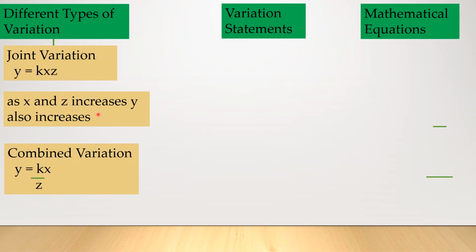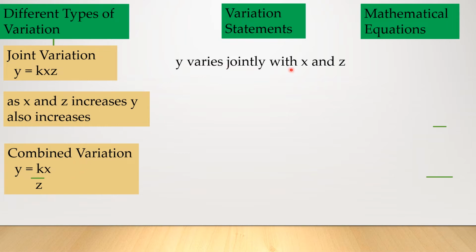So we have combined variation, which is simply a combination of either direct variation and inverse variation, or joint variation and inverse variation. So y is equal to k times x over z. It means a combination of direct and inverse variation. So let's have some variation statements and mathematical equations.